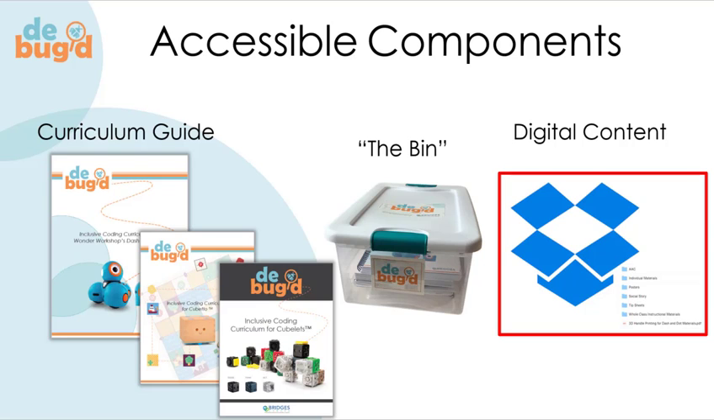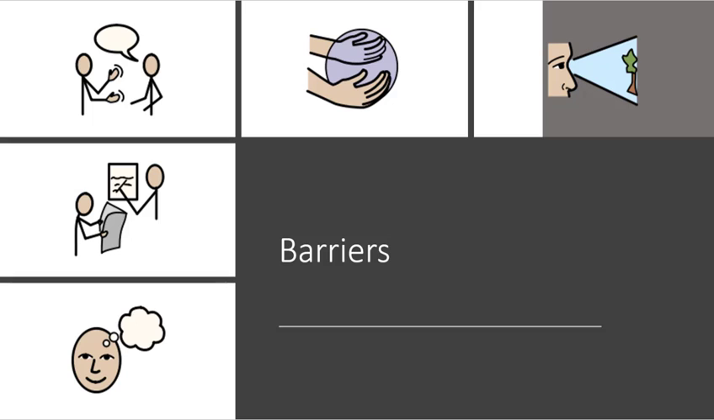The adapted materials have been designed to overcome barriers in the robot application materials as they come out of the box. Barriers that relate to communication, fine motor or gross motor ability, visual and visual perceptual abilities, literacy level, or cognitive challenges.